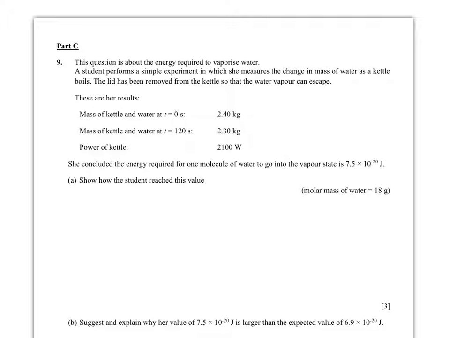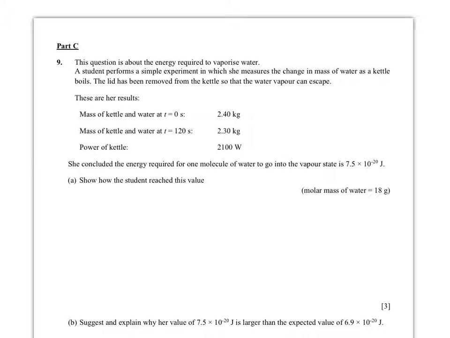And then we get on to question 9, which I'll go through in this video. So question 9, we're given a number of different bits of information. It's about the energy required to evaporate or vaporise water. We've got this experiment where someone is measuring the change of the mass of a kettle as it boils. The lid is removed from the kettle so water vapour can escape. We start out with a mass of 2.4 kilograms. After 2 minutes, we're down to 2.3 kilograms, and we're told the power of the kettle is 2,100 watts.